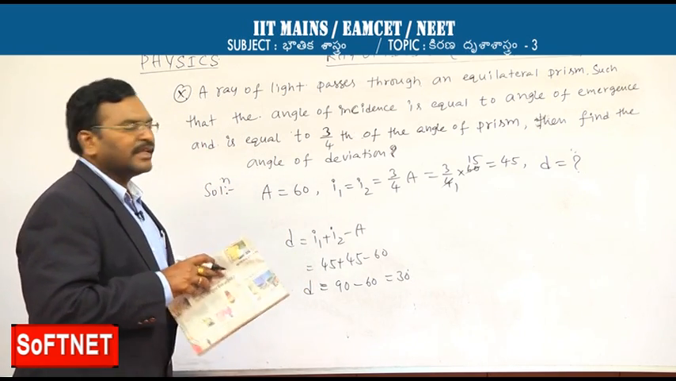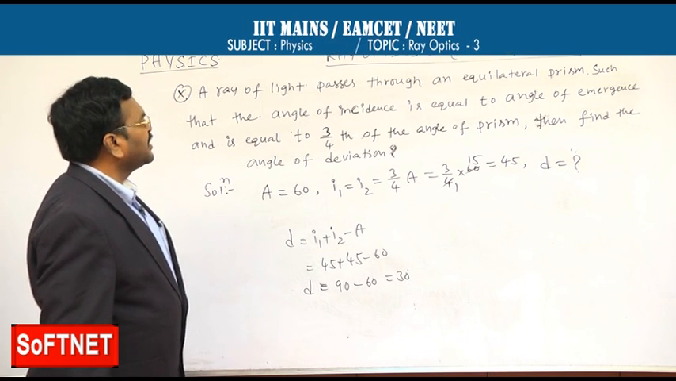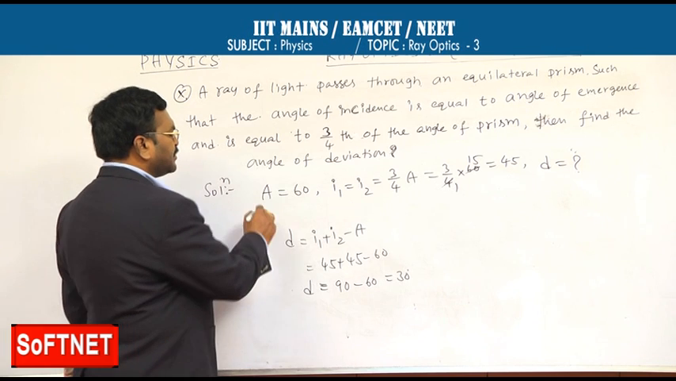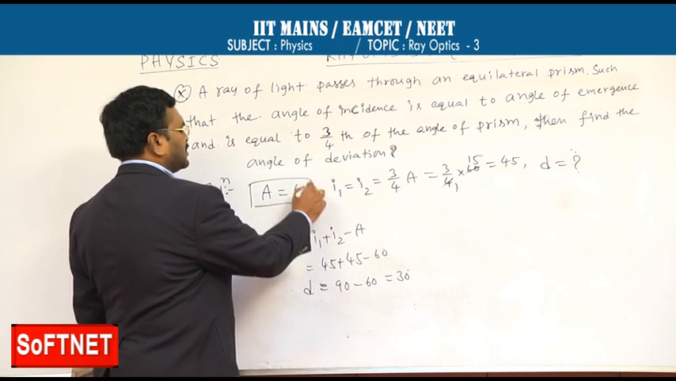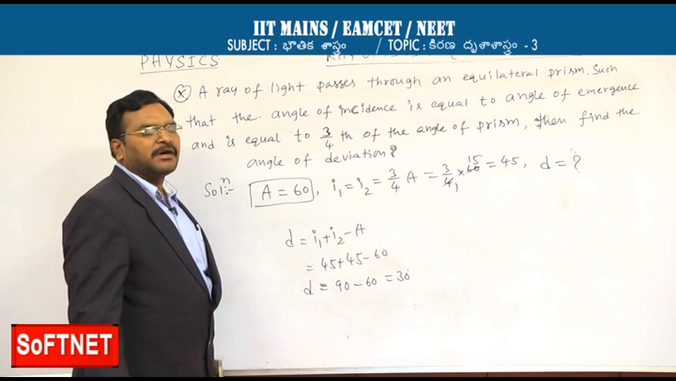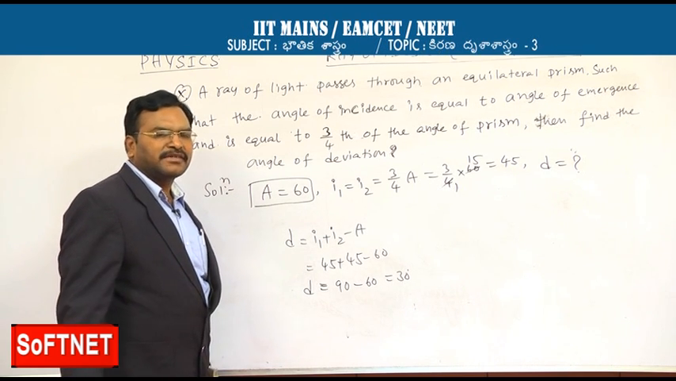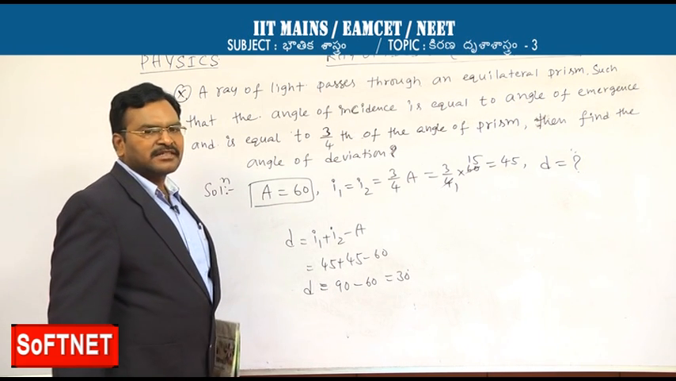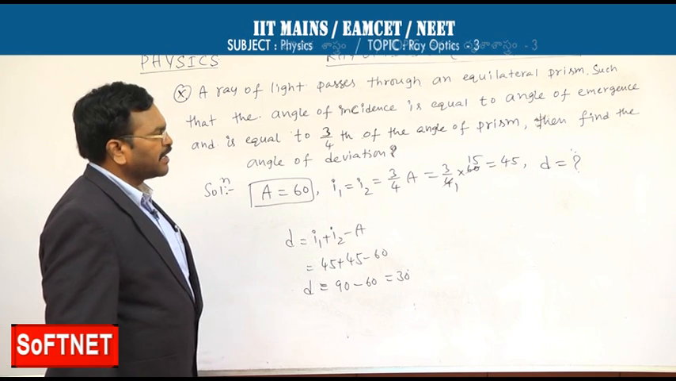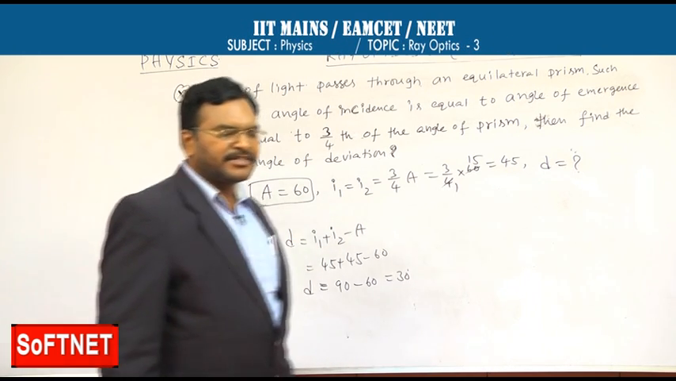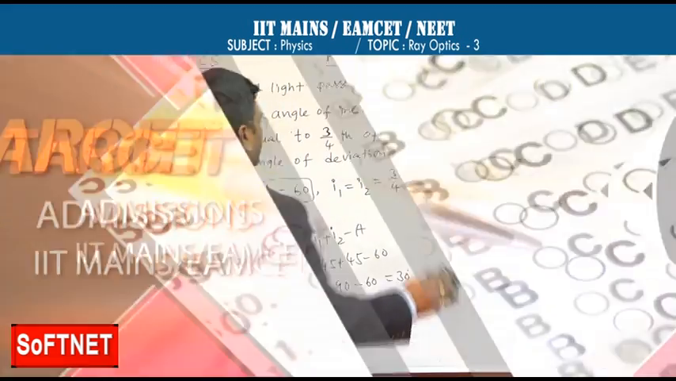Is it clear? Now, what is given? A ray of light passes through an equilateral prism. The angle of the prism is 60 degrees. An equilateral prism means the angle between the two sides is 60 degrees. So the angle of prism is 60 degrees, and also the angle of incidence and angle of emergence are 3/4 of the angle of the prism. So we substitute. The formula for deviation is I1 plus I2 minus A.